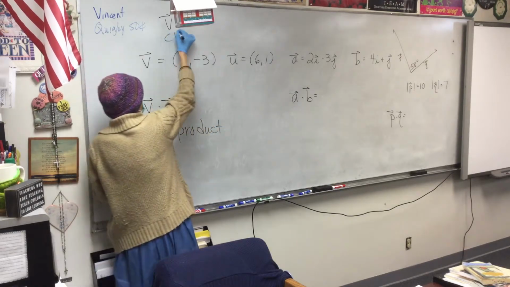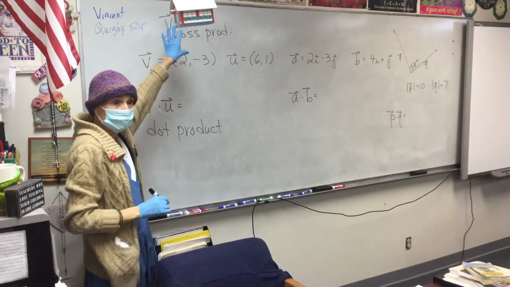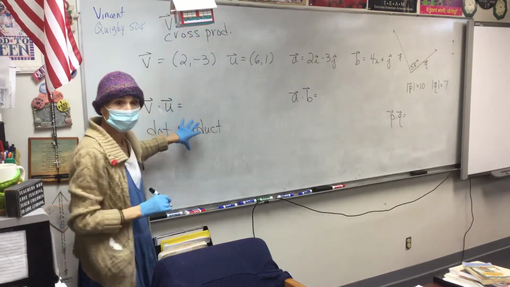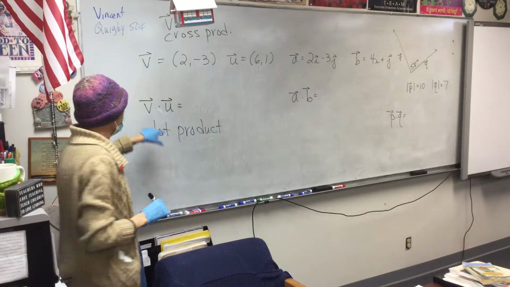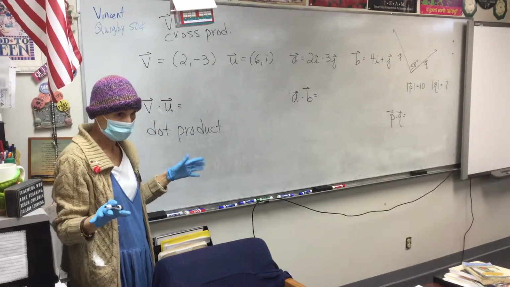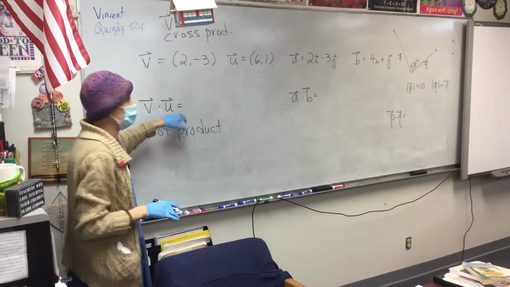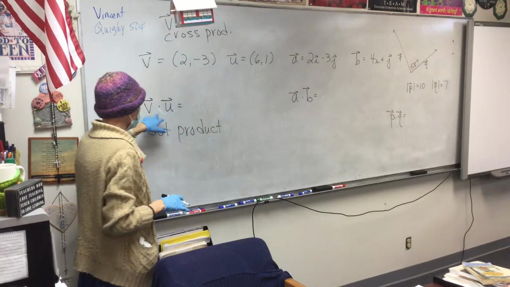This one is called the cross product. And we're not going to talk about that one today. We're going to talk exclusively about the dot product today. And when we read it, remember, we don't say V times U. That makes us sound kind of goofy. We say V dot U. This one's V cross U. This one's V dot U.